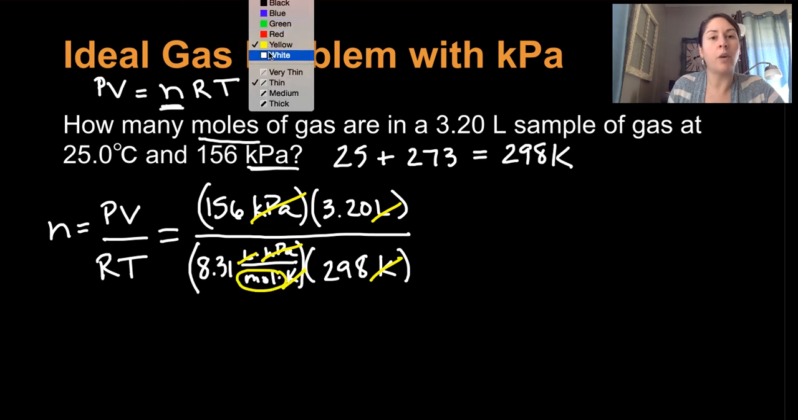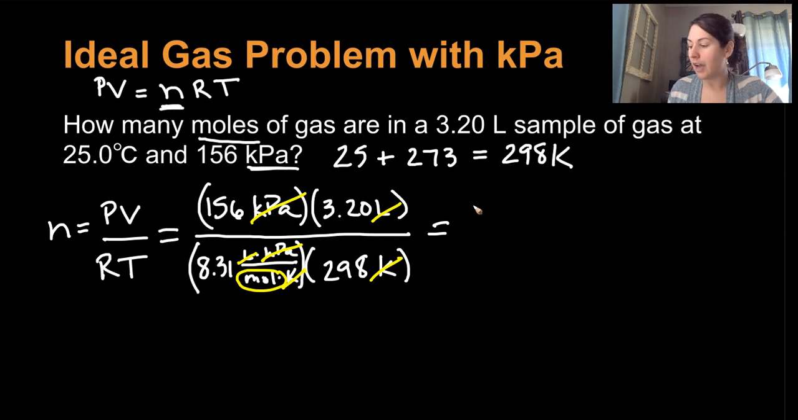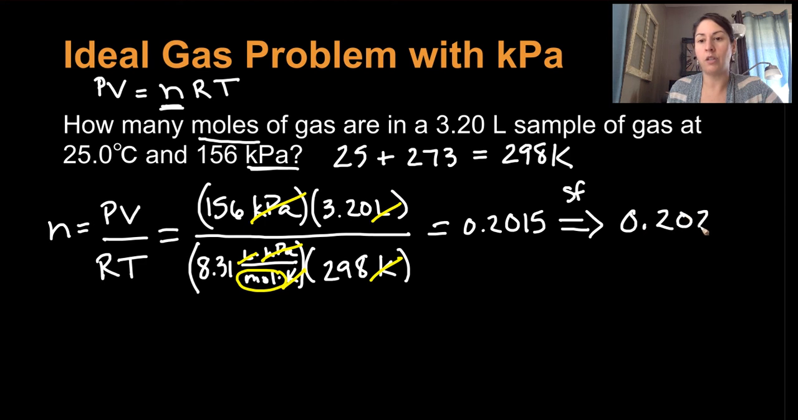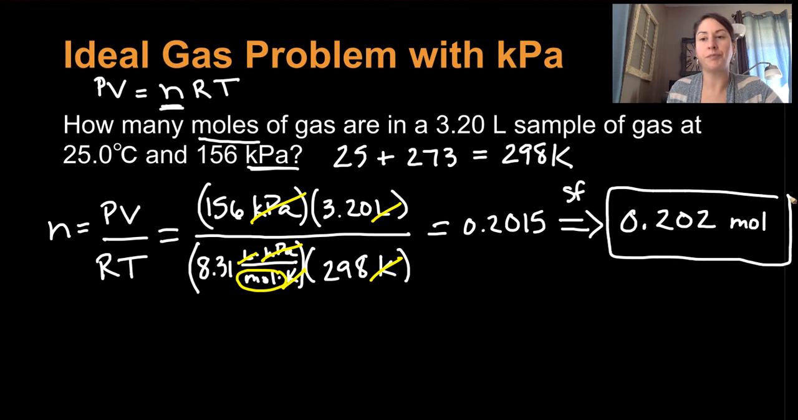So now if I go ahead and calculate those out, I get 0.2015 and some other numbers. With proper sig figs, we have 3.20, which has 3 sig figs, here and here. So 3 sig figs is what we want at the end. That's going to give me 0.202 moles of gas, and that would be our correct answer. Again, we had to use this for our R value because we were in kilopascals. So that is the R value that we used.